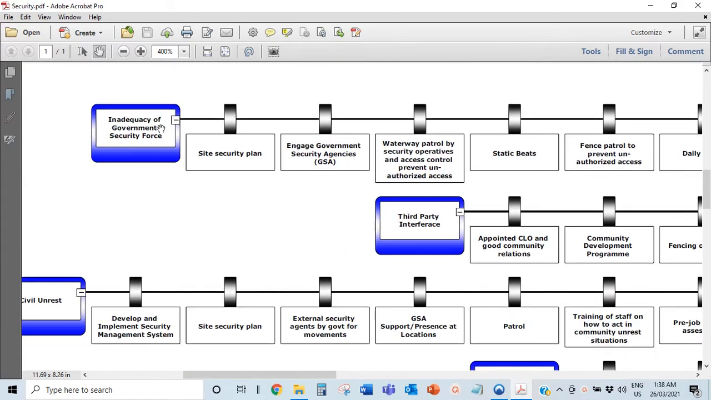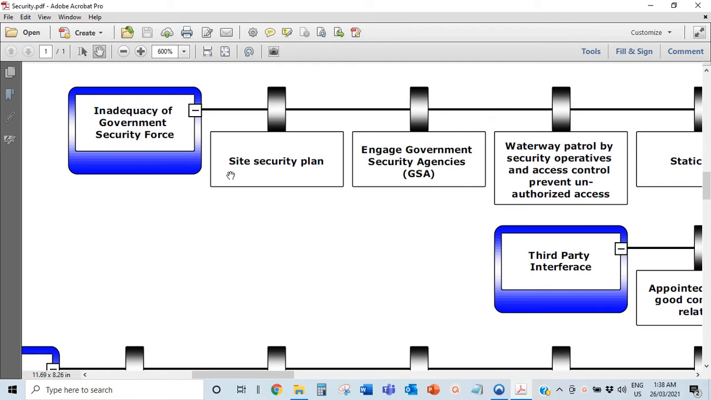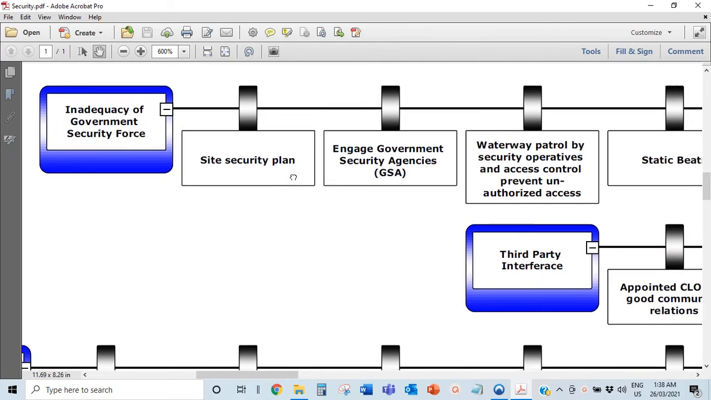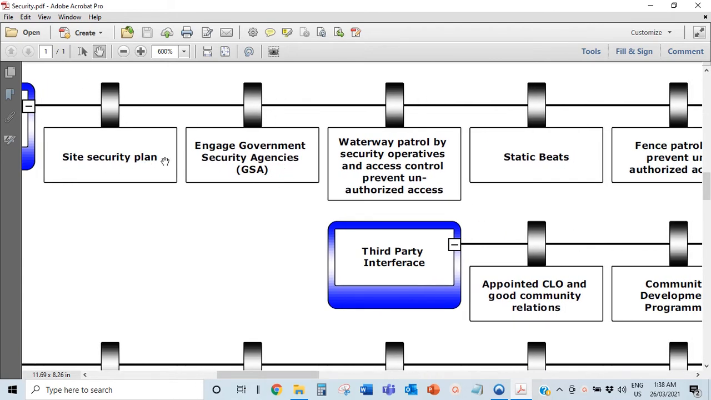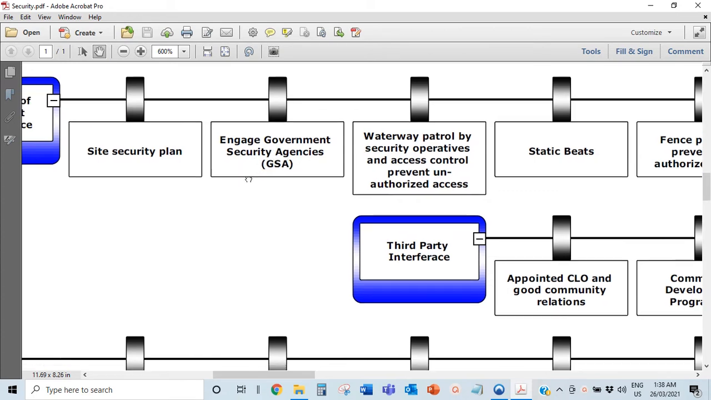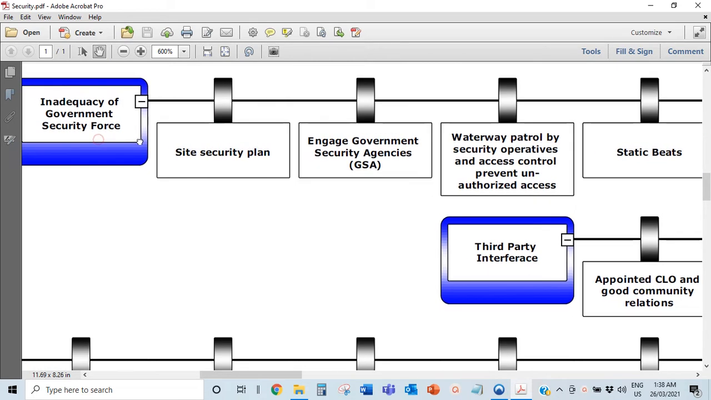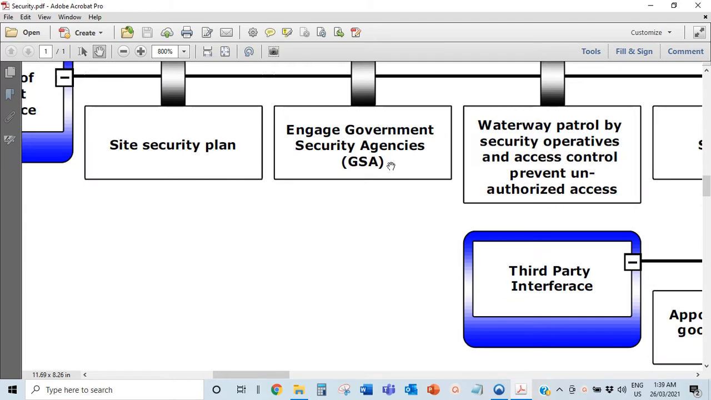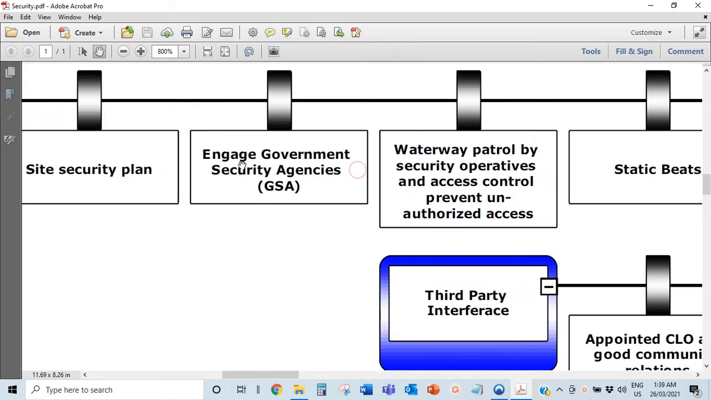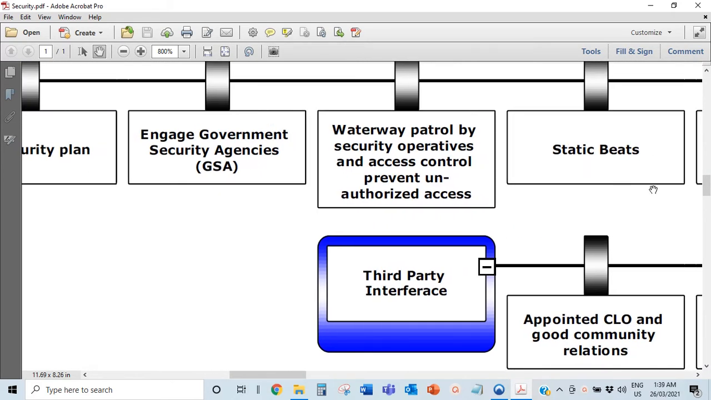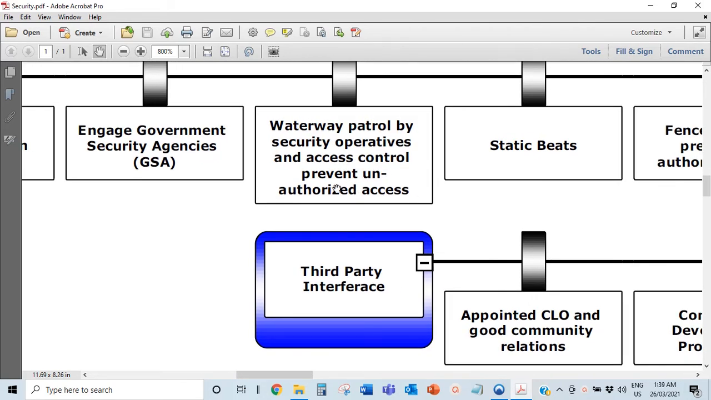Let me go back to the first, inadequacy of government security. So your site security plan, those are the barriers. If the government doesn't provide enough security, you have your site security plan. You engage government security agencies, that's another barrier. Since you don't really have enough of them, you can encourage them, talk to them, and bring them in to help where you want them.